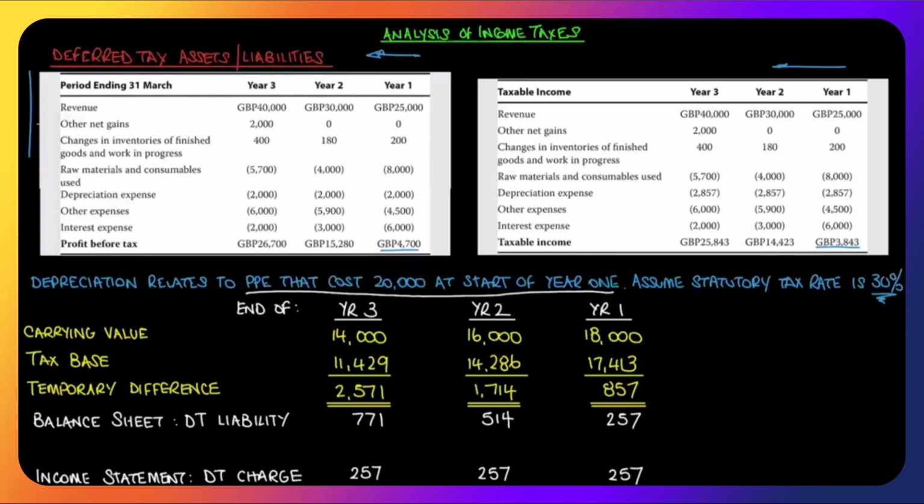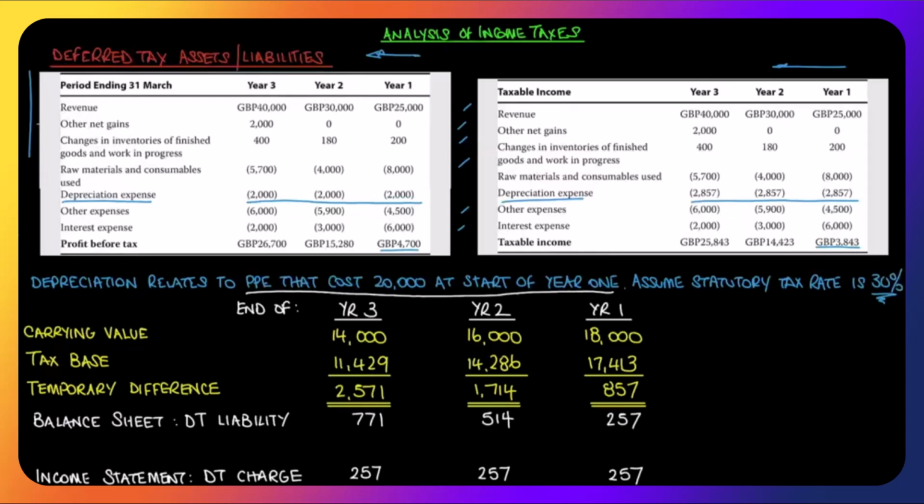Where does that difference come from? Well, there's no difference in revenues, net gains there, inventories, raw materials, other expenses are all the same as is interest. The only disagreement accounting standards and taxable income has is on depreciation expense. In the financial statements, we're charging $2,000 depreciation a year. To calculate taxable income, we are deducting tax allowable depreciation of $2,857. Where does that come from?